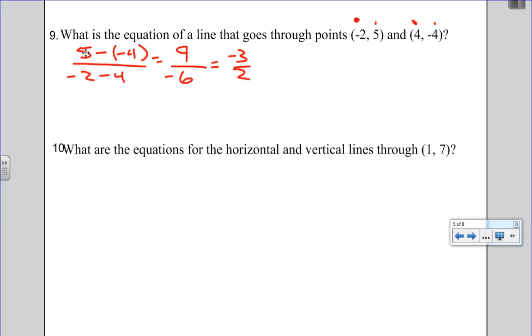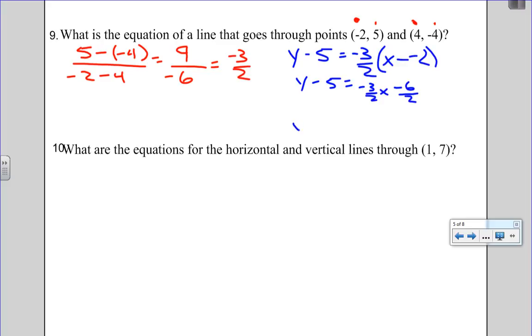I'm just going to conveniently choose the first one, and I like the point-slope formula. For me, it works better. So y minus 5 equals negative 3/2 x. Positive 2 times negative 3/2 is negative 6/2, which is 3. I'll just remember that for next step. So y equals negative 3/2 x. 5 plus negative 3 is 2. So that is the equation of the line going through those 2 points.